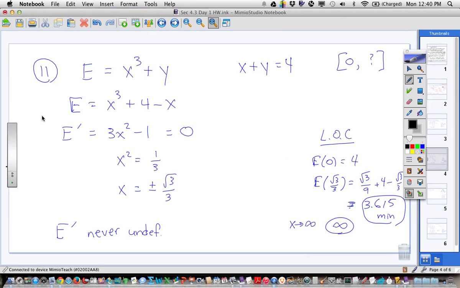Number 11 is very much the same thing. Now, one difficulty I saw people having is they don't know what to call this one in 11 because they didn't give it a name. They just said, find the minimum, was it minimum?